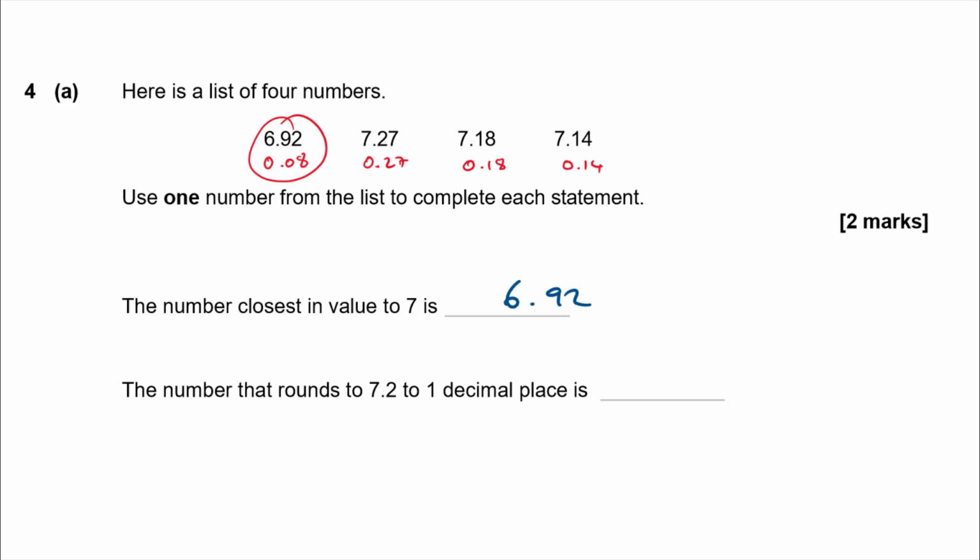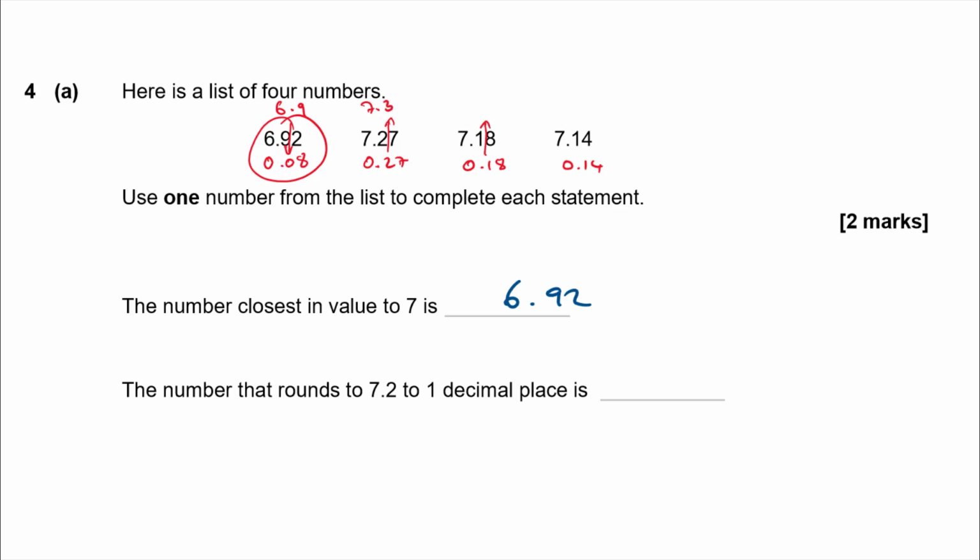Well, if I'm rounding off to 1 decimal place, I'm rounding off after the first digit after the decimal point. So rounding off after the first digit there, next digit is 2. That one rounds down. That's 6.9. This one rounding here, look, that's going to round up because it's got a 7. 5 or more raise the score. That's 7.3.